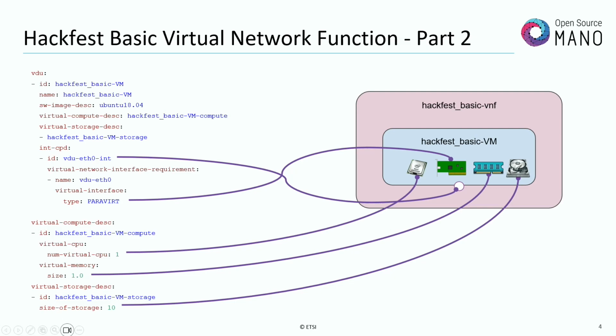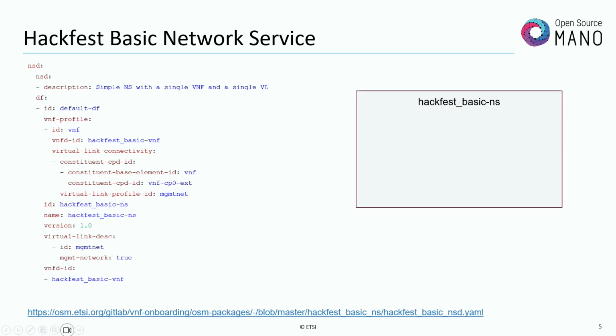Well, almost everything. The one thing you'll notice is all I did is I described a network, but I never said what network to attach it to. That comes later. The network service itself, again, comes from the GitHub repository if you want to look at this in detail, but I think this is pretty much the entire descriptor for the network service.